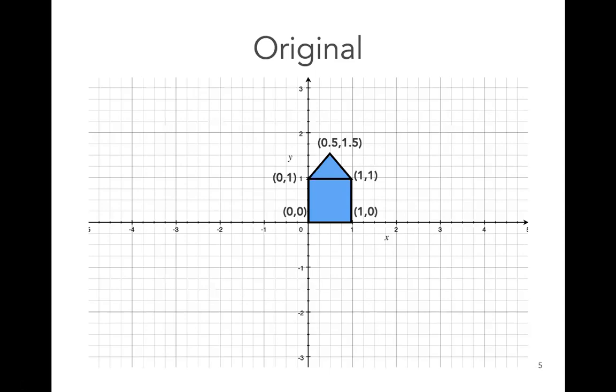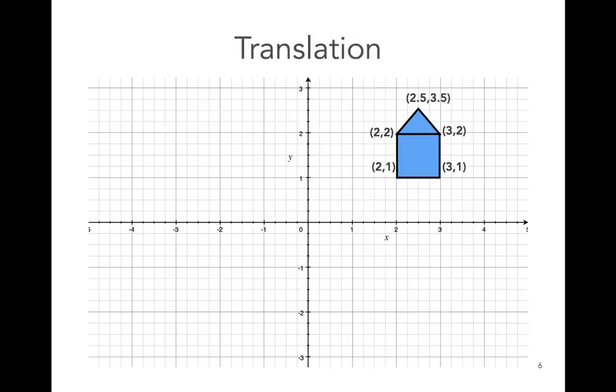We have our x-axis and y-axis, and some labeled points that are the crucial points defining this little house: the four corners of the square, and the three vertices of the triangle, two of which are shared with the square. So the question is, let's say we want to move this house around.